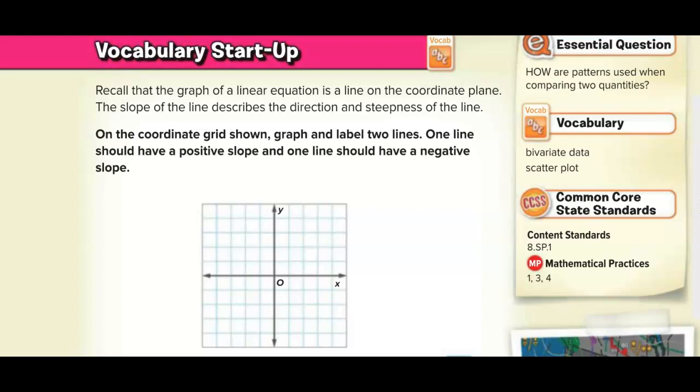On the coordinate grid shown, graph and label two lines. One line should have a positive slope and one line should have a negative slope. So if we want to have a positive slope, our line, reading it from left to right like we would a book, needs to increase. So that would be a positive slope because looking at it left to right, it goes up. To have a negative slope, I need to read it left to right and make sure it goes down. So that would be a negative slope.